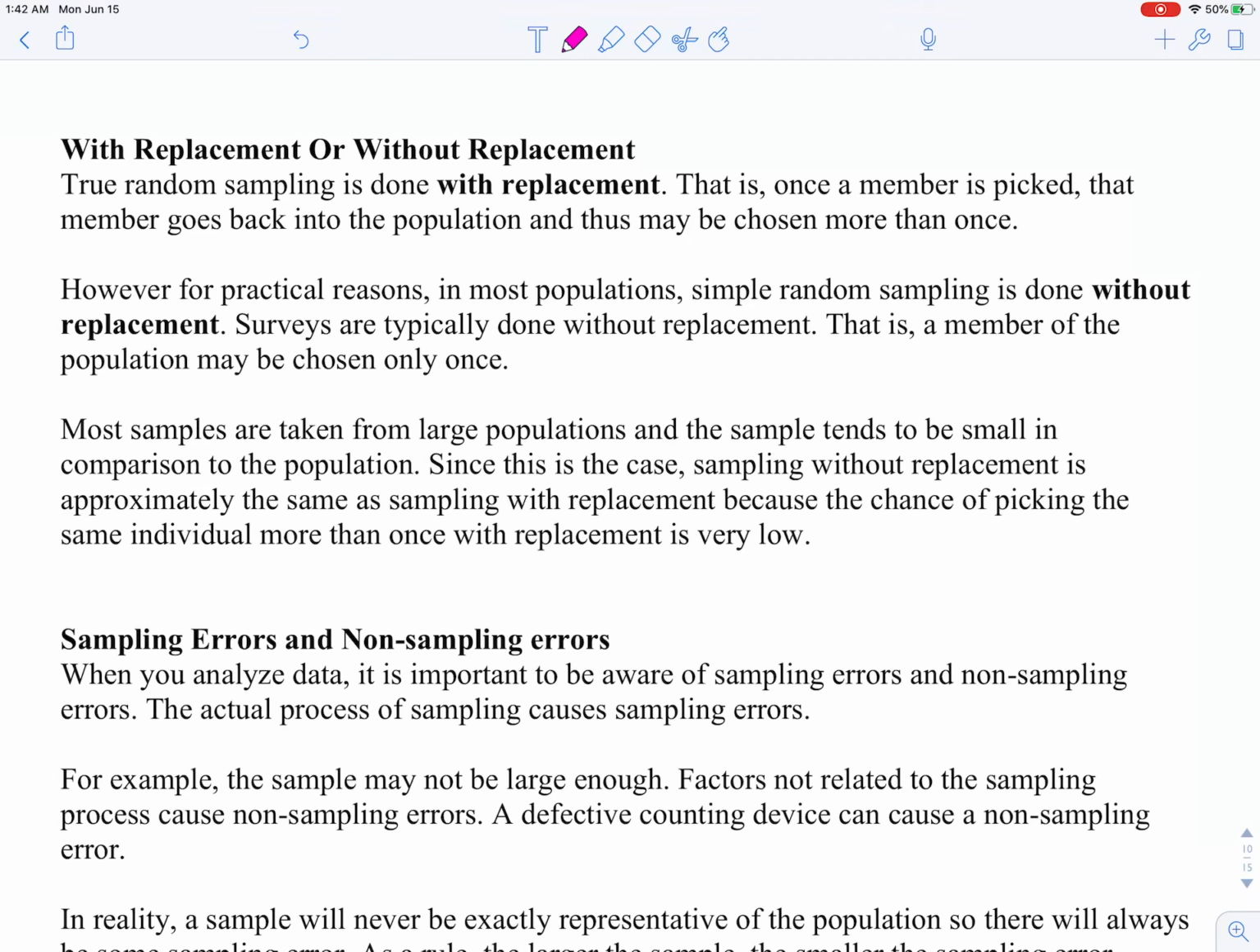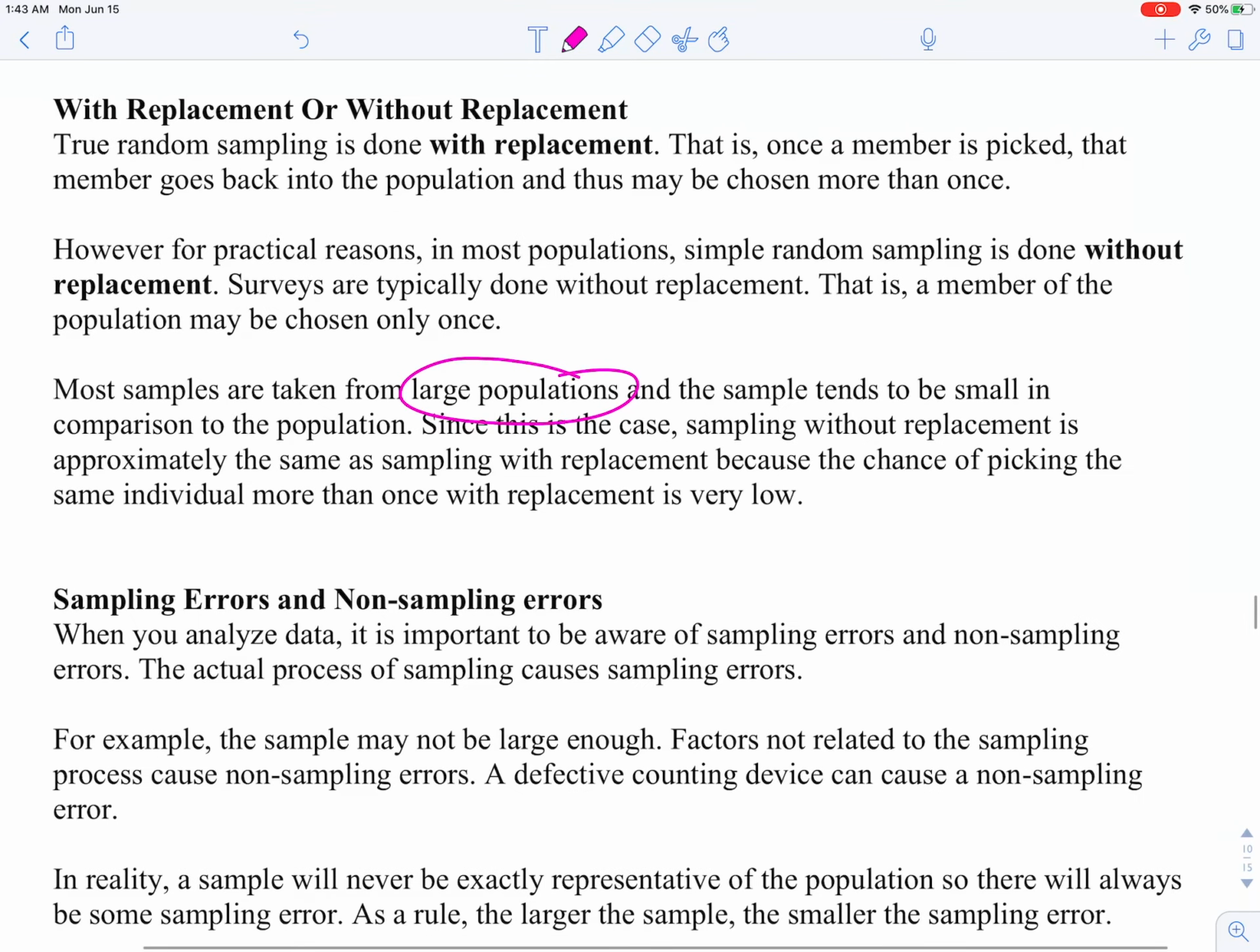Most samples are taken from large populations, and the sample tends to be small in comparison to the population. Since this is the case, sampling without replacement is approximately the same as sampling with replacement for a large population. That's the key. Because the chance of picking the same individual more than once with replacement is extremely low. All right, so again, just understand these terms. You don't have to memorize the word-for-word definitions.